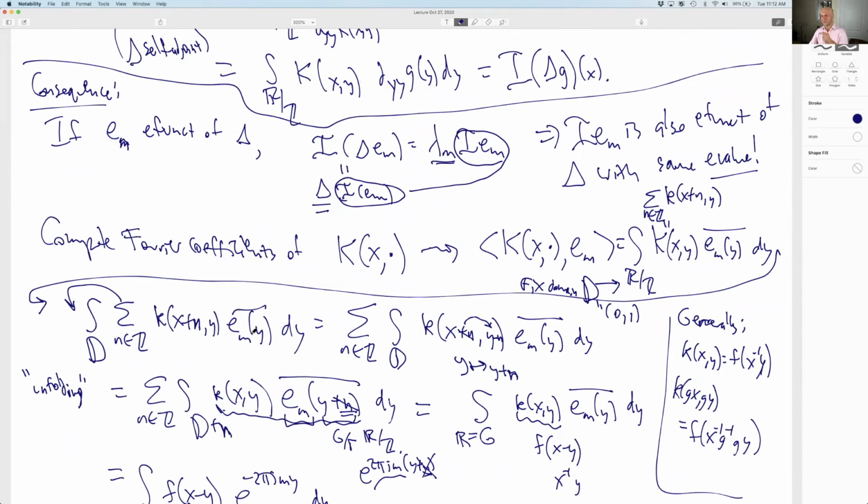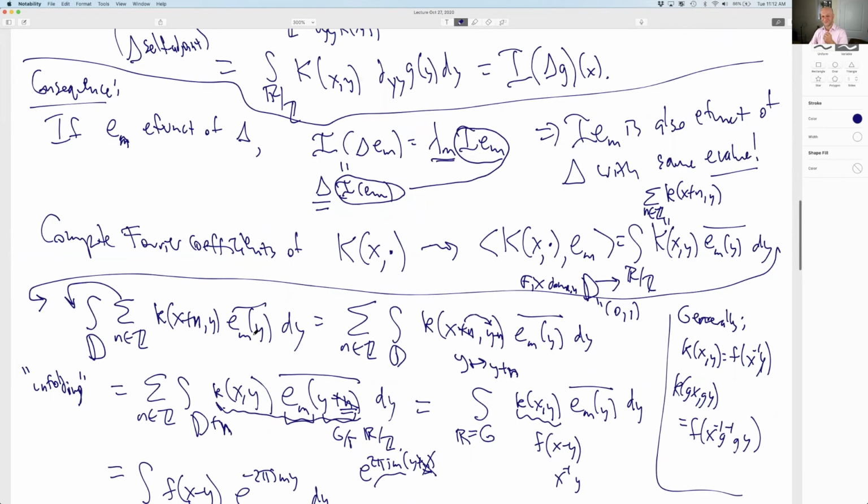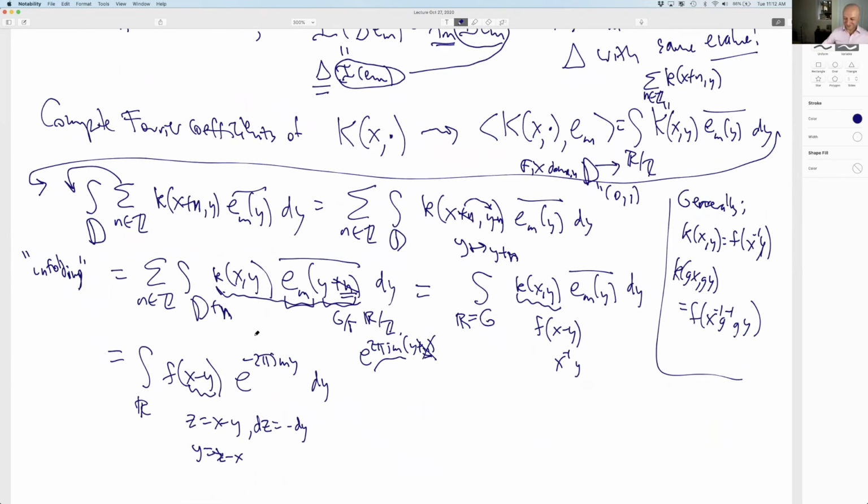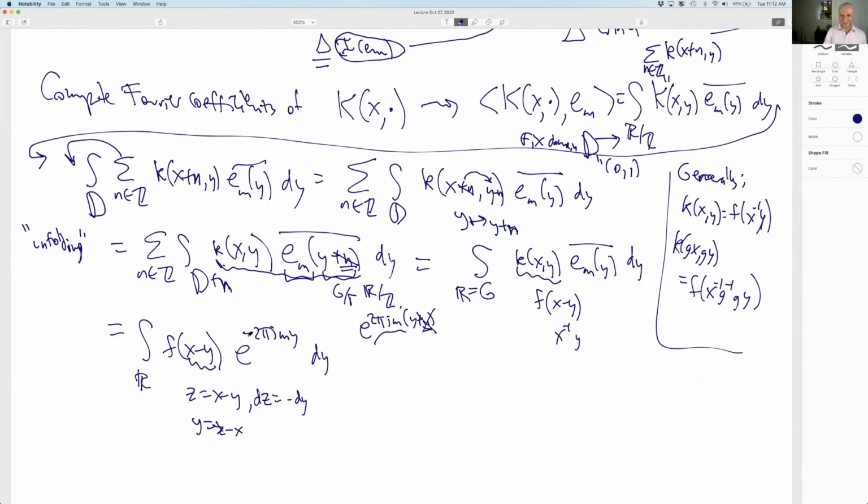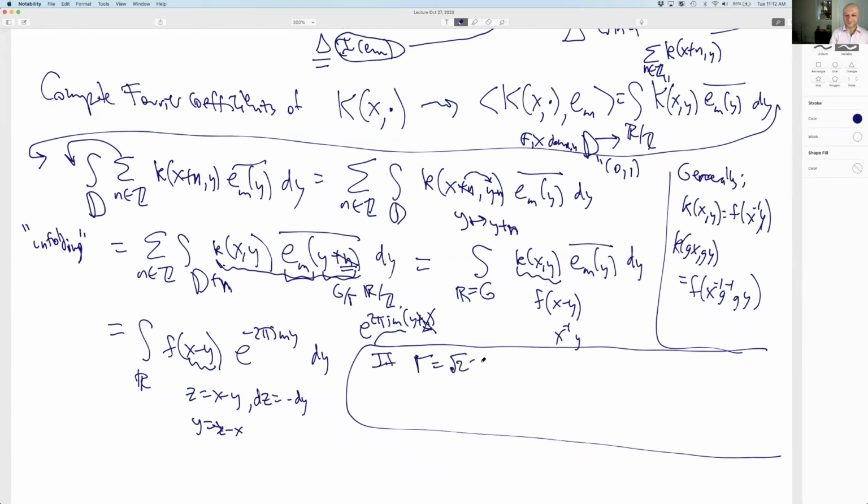And when you translate that by an integer multiple of root 2, the root 2's on top and bottom still cancel. Wait, why would the e_m's be over root 2 if they're coming from the Laplacian? Because this is if gamma was root 2 Z, right? So our e_m, e_m of x, would be e to the 2 pi i m x over root 2.